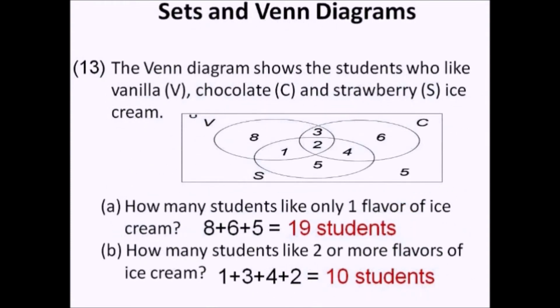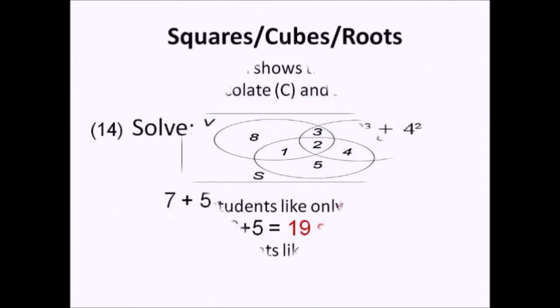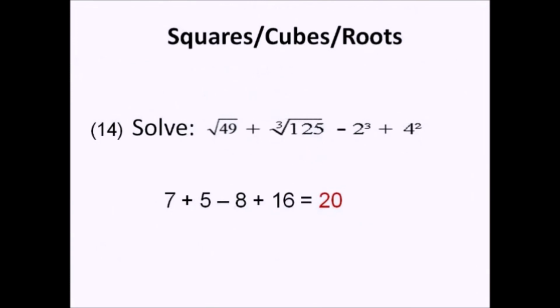Let's move on to number 13, sets on Venn. You have to add, I told you 3 numbers for A, 8 plus 6 plus 5. Those numbers would show the students who like 1 flavor, and then 1 plus 3 plus 4 plus 2, the inside, 2 flavors or more, for 10. So you must know the areas on the Venn to add to get answers for those. Let's move on.